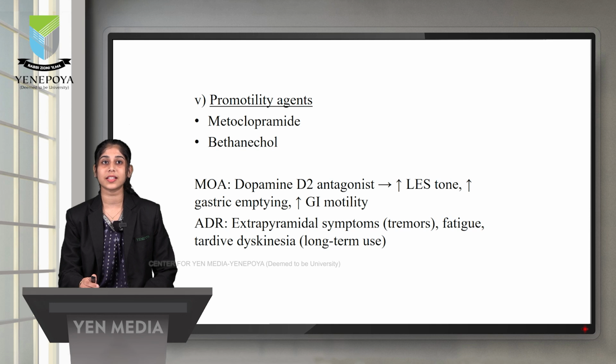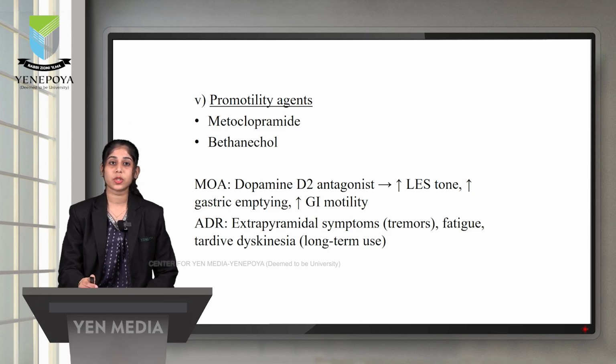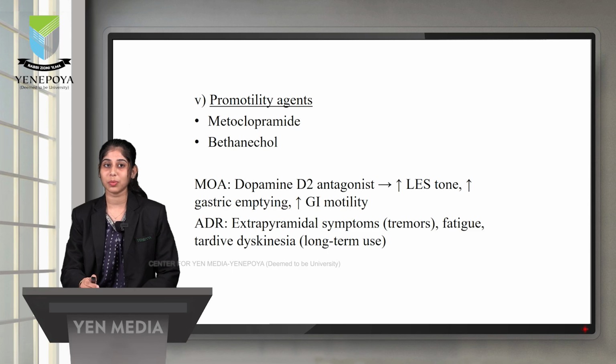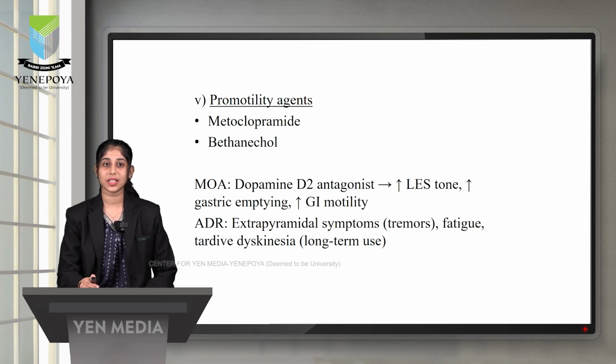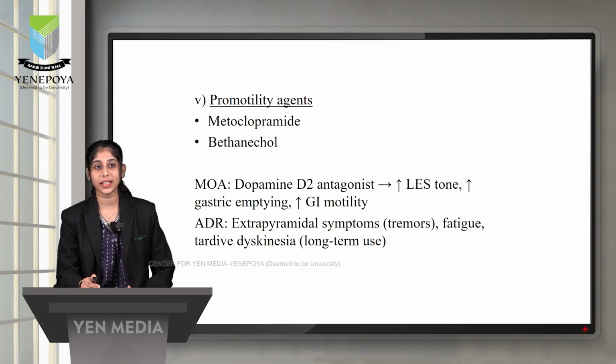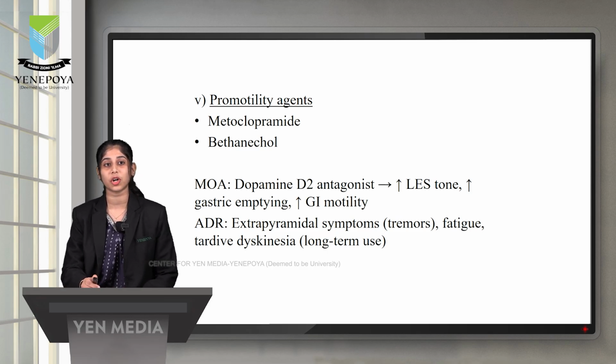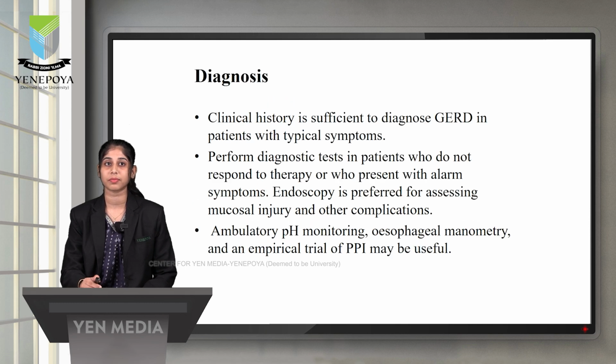The fifth category, that is prokinetic agents. It includes metoclopramide as well as bethanechol. So the main MOA for this particular drug is dopamine D2 antagonist, which will increase LES tone, that is nothing but lower esophageal sphincter, as well as increase gastric emptying, which will perhaps increase GI motility. So ADR for this drug is extrapyramidal symptoms, that is tremors or fatigue or tardive dyskinesia. Dyskinesia is nothing but uncontrolled or involuntary muscle action.